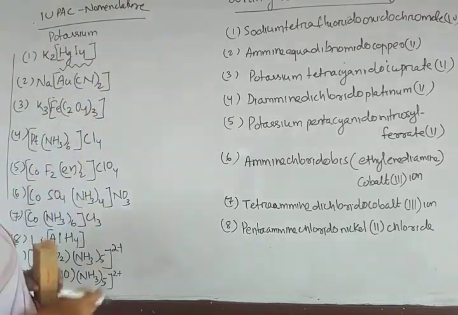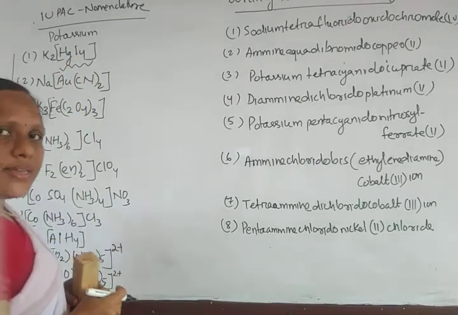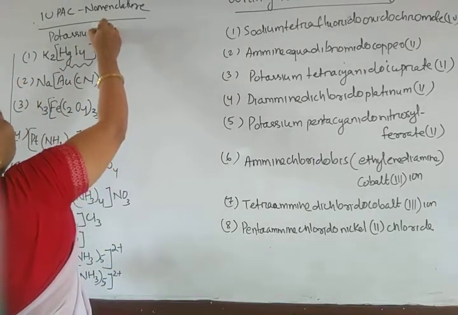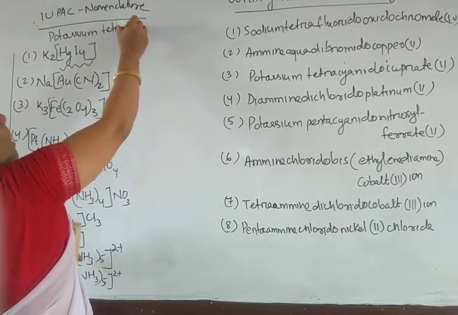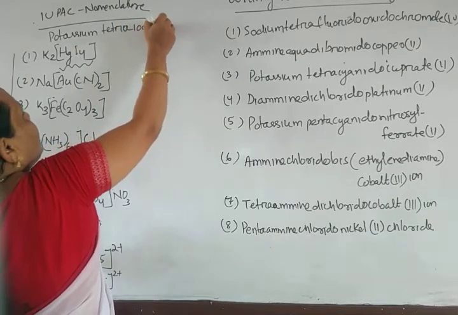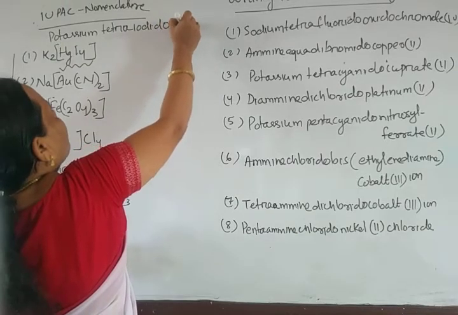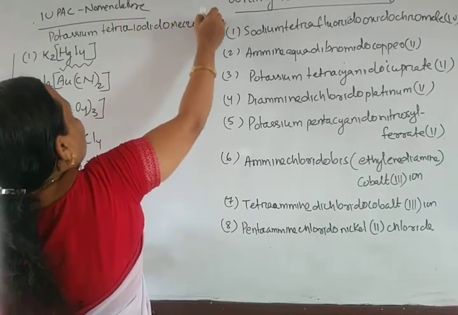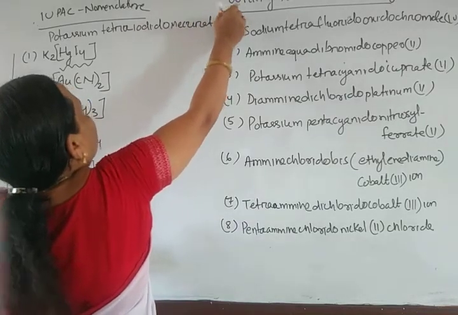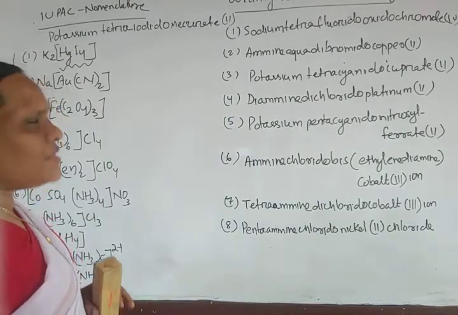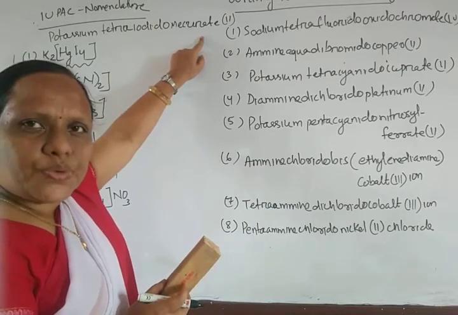So the name of this compound is potassium, and while writing the complex part, first I have to write the names of the ligands. This is tetra, and the iodide ion is there, so iodido. Potassium tetraiodido mercurate(II). So the name of this compound is potassium tetraiodido mercurate(II).